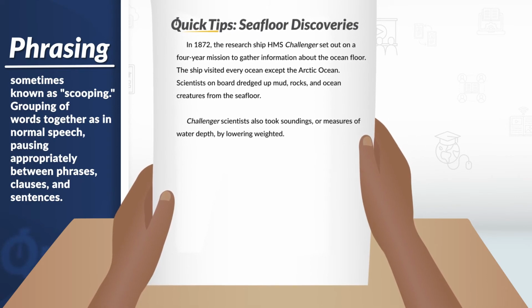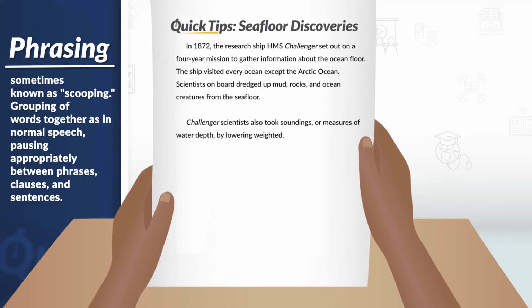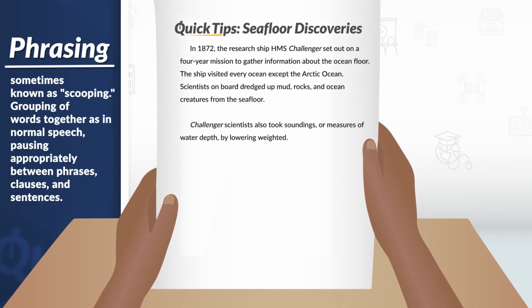Phrasing, sometimes known as scooping, is the grouping of words together, as in normal speech, pausing appropriately between phrases, clauses, and sentences. Let's take a look at how you might instruct phrasing in the elementary classroom, grades 2 through 6. In this lesson, teachers engage students in identifying how to chunk sentences into phrases. Teachers explain to students that they can use slashes for marking a phrase for a chunk of text. Draw a single slash to mark a phrase. Draw a double slash to mark the end of a sentence.